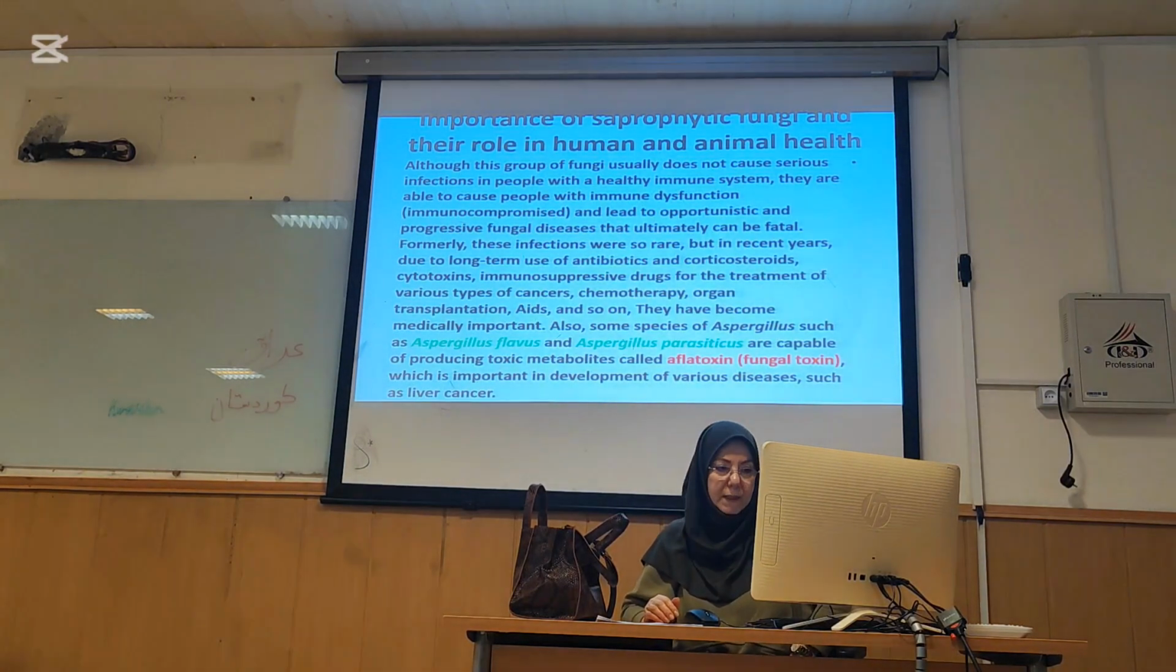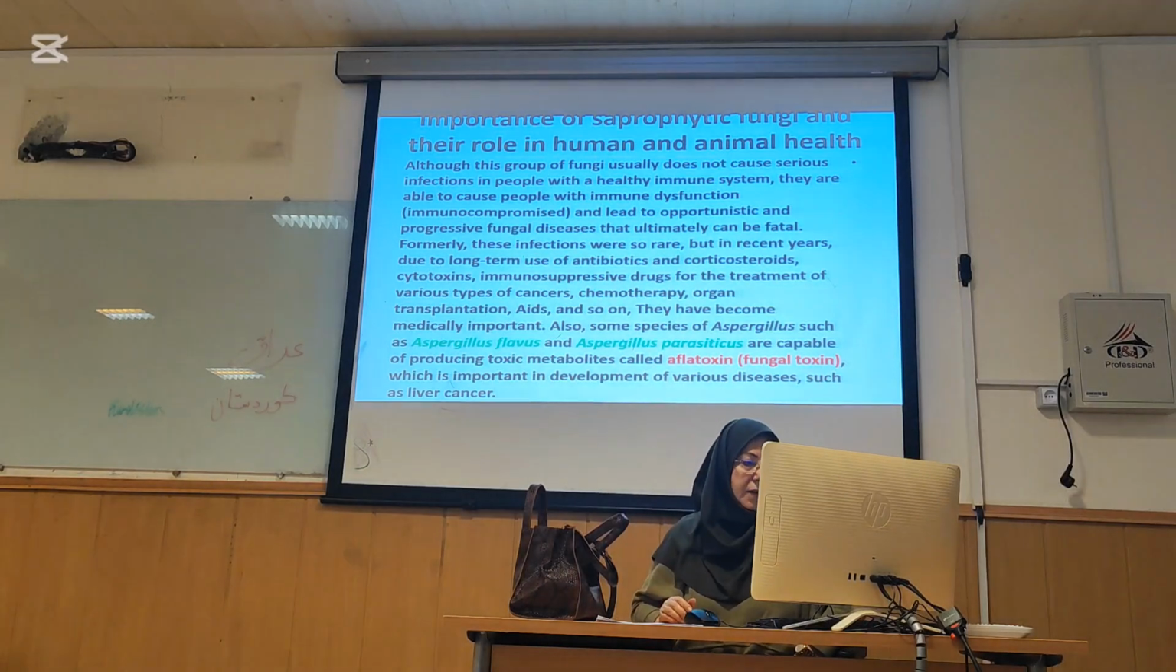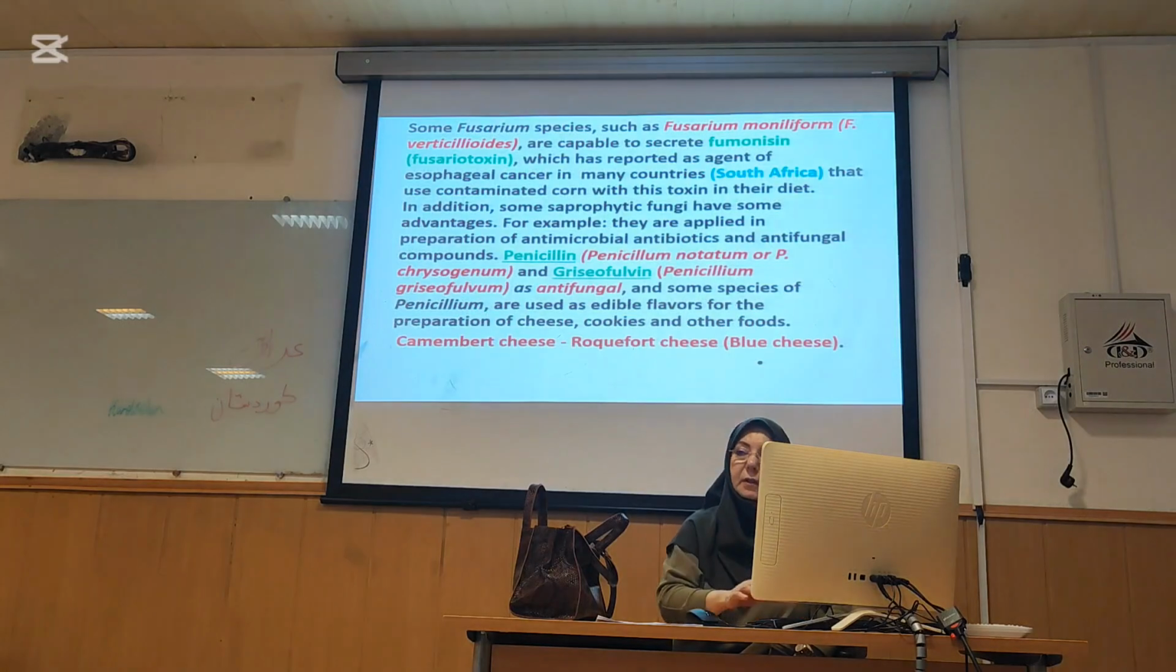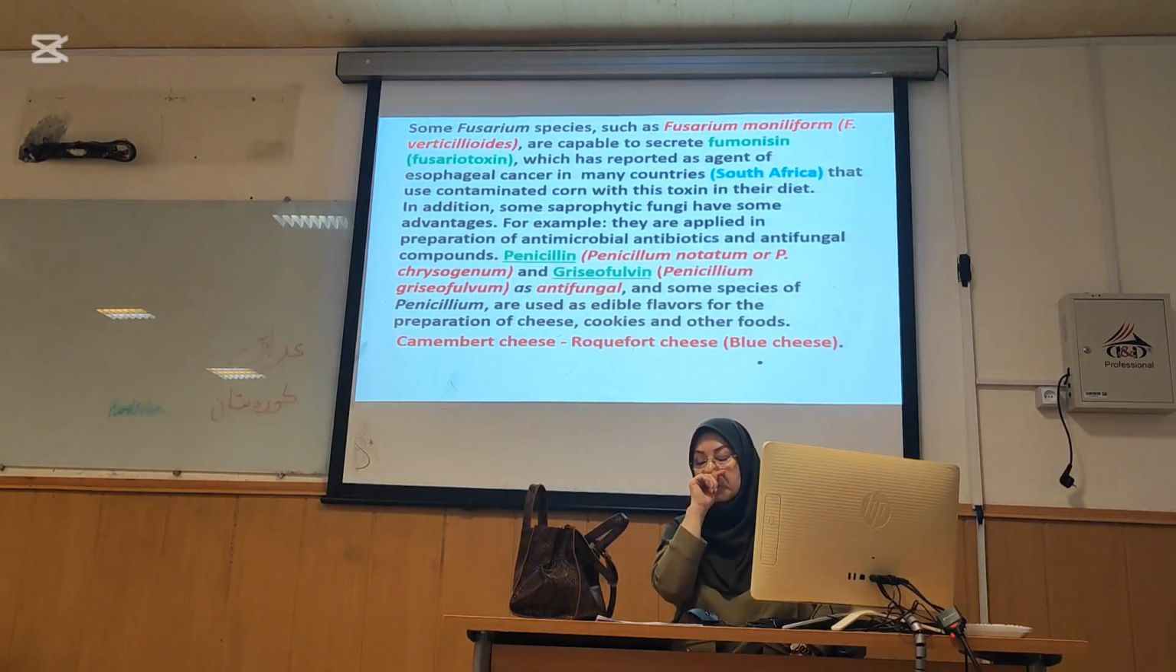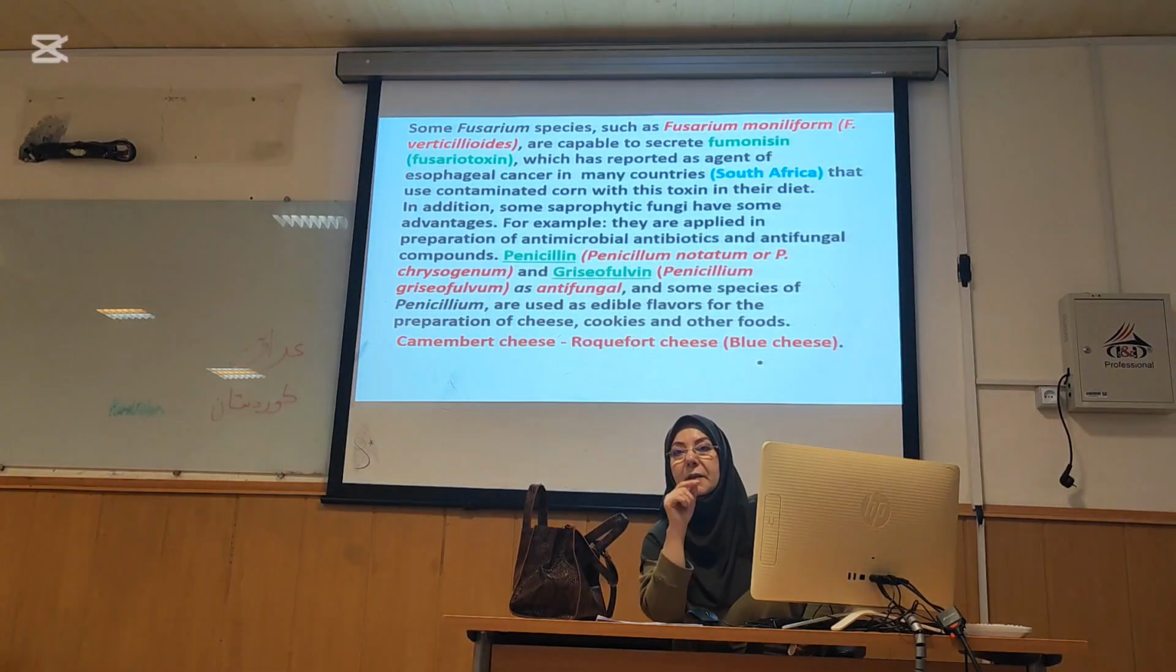For example, Aspergillus flavus and Aspergillus parasiticus are capable of producing toxic metabolites that make aflatoxin. Aflatoxins are fungal toxins which are important in the development of various diseases, for example liver cancer. So it is established that these compounds, aflatoxins, can lead to liver cancer among humans.